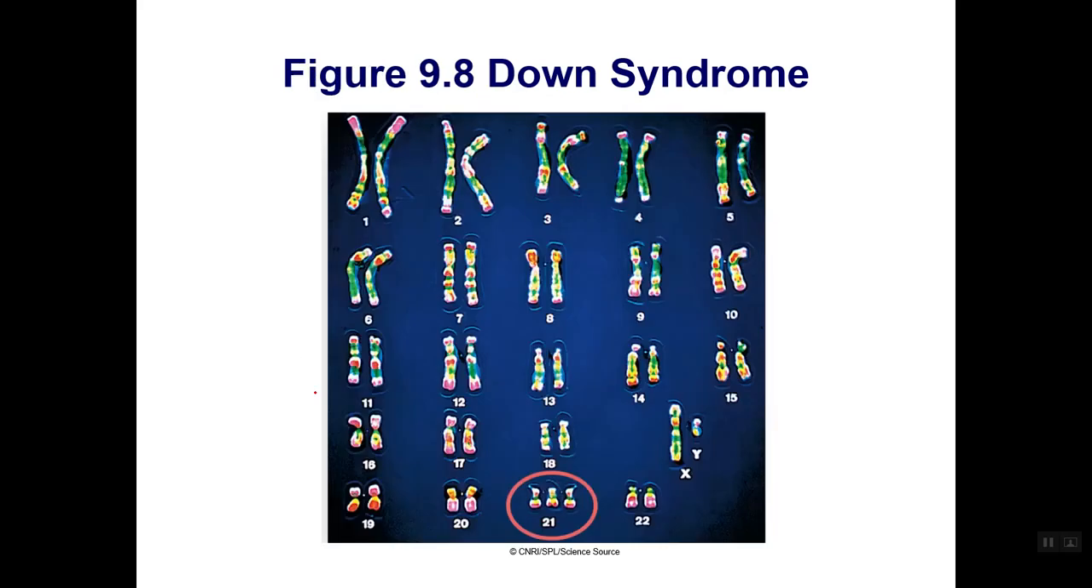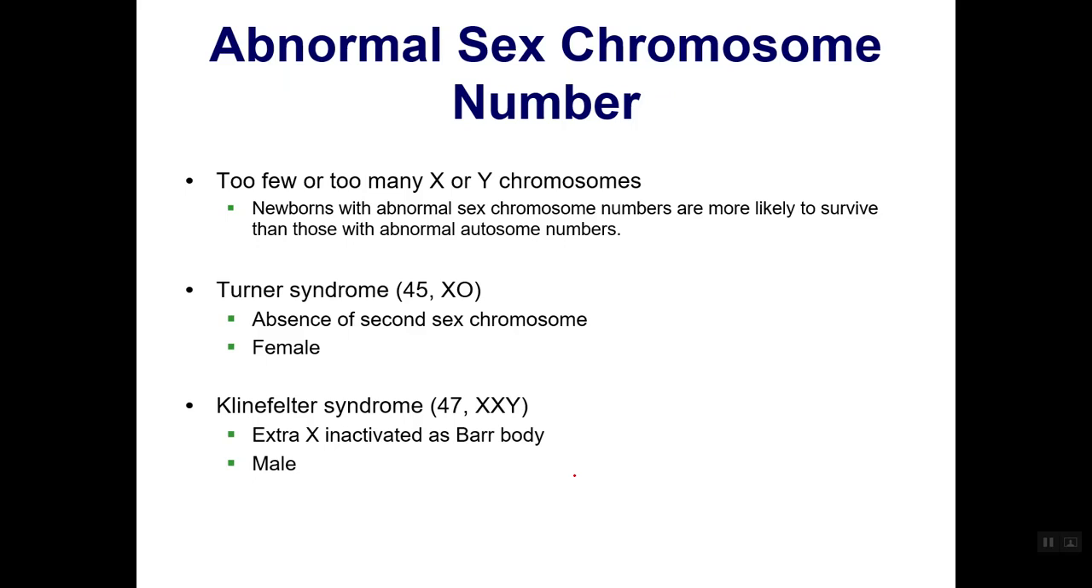All right, and so this is a karyotype that represents a person that has Down syndrome. So you can see that the 21st chromosome has 3 chromosomes rather than what it should have, which is 2. Okay, now sometimes we can have abnormal sex chromosome numbers.